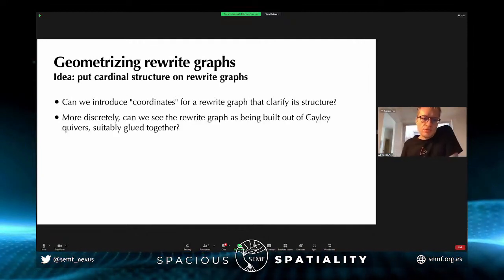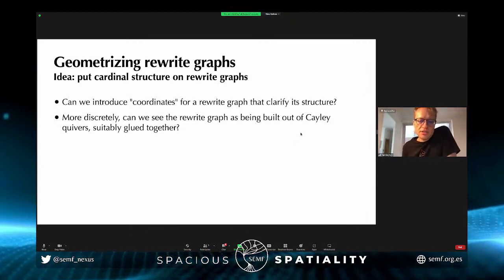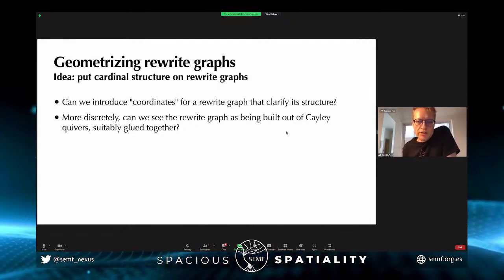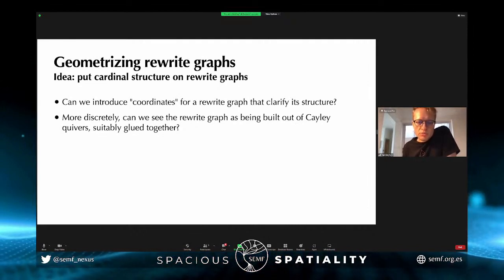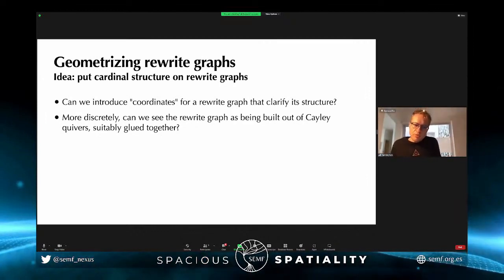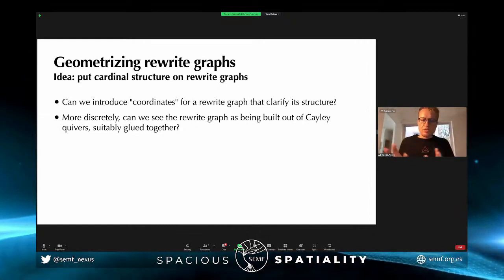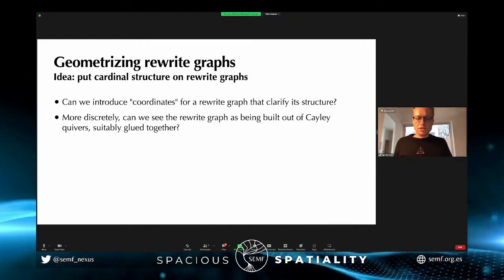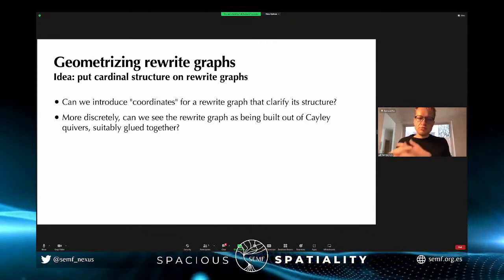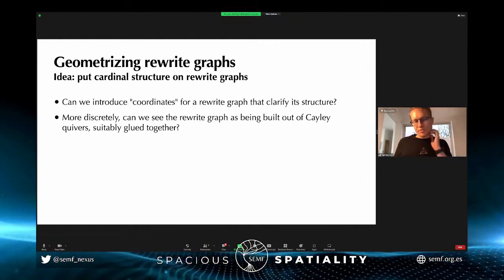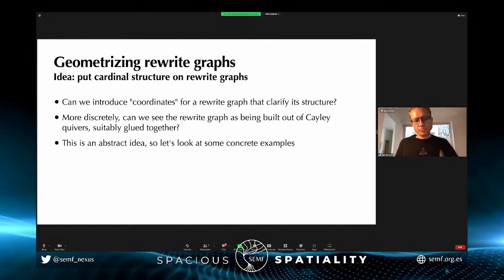And if we're lucky, those cardinals will give us a Cayley quiver, right? Or at least locally. So local patches of the rewrite graph will correspond to something a little bit like space. Maybe we'll have to glue them together in a potentially complicated way, but at least locally, there should be regularity that we can exploit that somehow emerges out of the properties of the computation that's generating this Cayley quiver. I mean, the rewrite quiver.